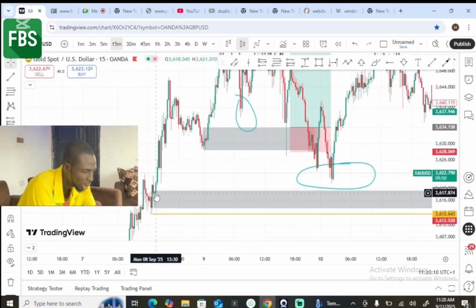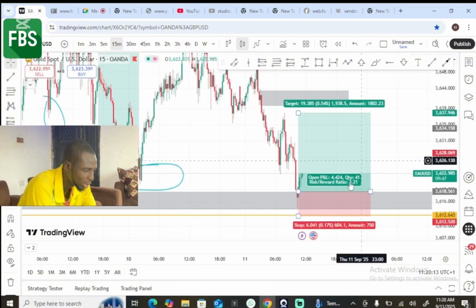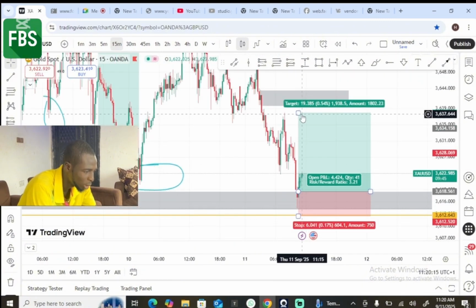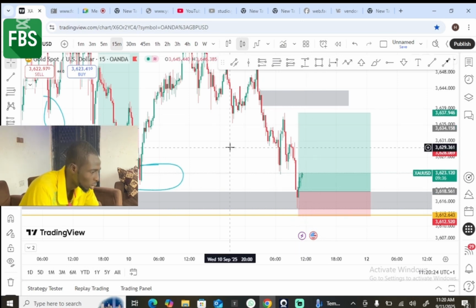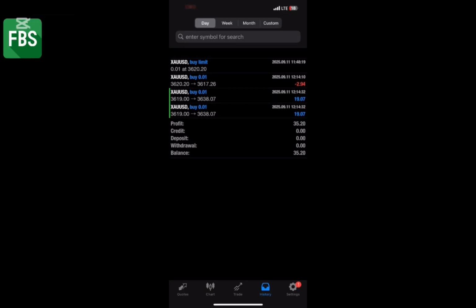This 15-minute unmitigated zone, and price mitigated the zone this morning. So I am currently aiming down to almost 200 pips, which is 938 pips. So I'm currently floating in profit right now. Let's see what is going to happen after this trade has finished rolling, guys.